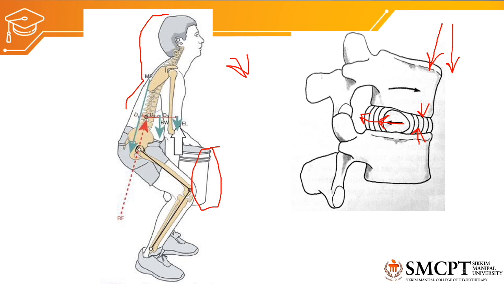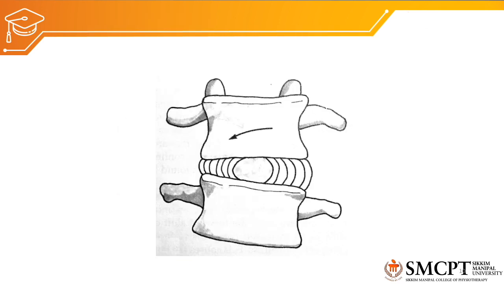bulge. During lateral flexion, the compressive load will be on the side towards which the lateral flexion is being performed. In this picture, it is a side bending towards the right side. So therefore, the compressive load is towards the right side of the intervertebral disc, which will cause displacement of the nucleus pulposus towards the left side. This is an anterior posterior view of the spine.